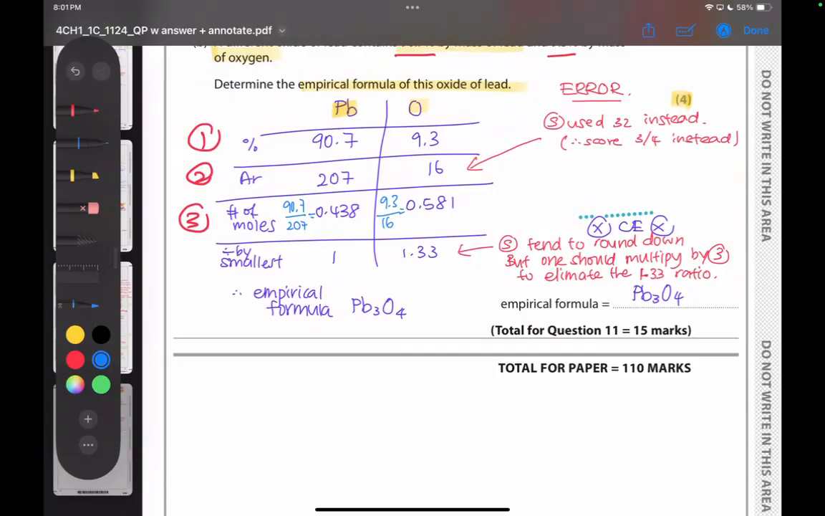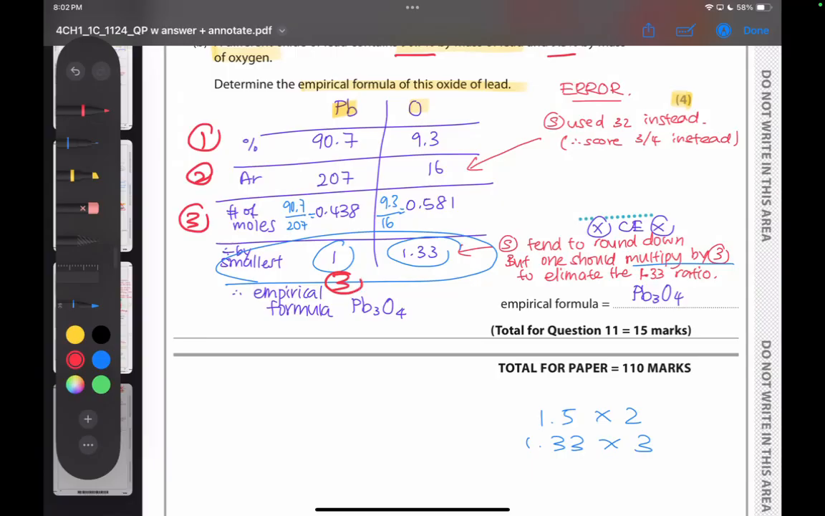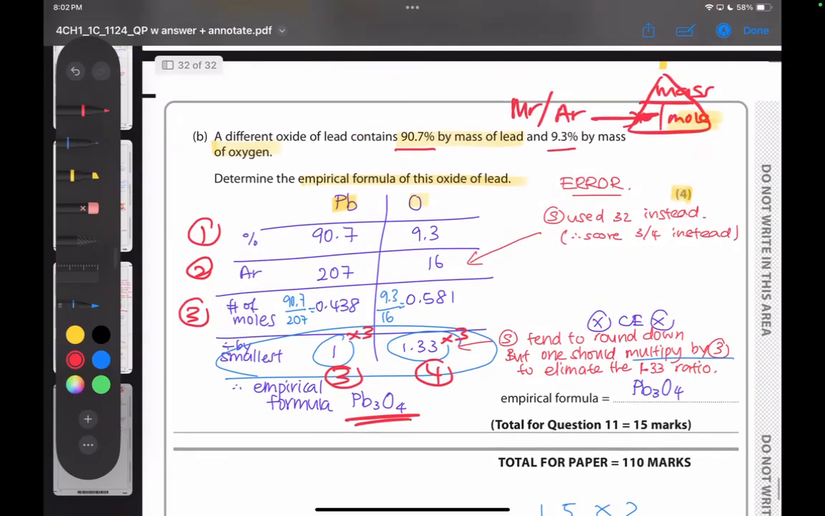And you will end up with a ratio. Now, if you get a weird ratio like 1.33, you do not round up or round down. If it's 1.5, you do not round up or round down. You need to multiply it. In this case, you multiply by 3 so you get whole numbers. If it's 1.5, you multiply everything by 2. If it's 1.33, everything gets multiplied by 3. That's how I end up with a ratio of 3 to 4, because everything is multiplied by 3. So that's how I get my empirical formula of Pb3O4.